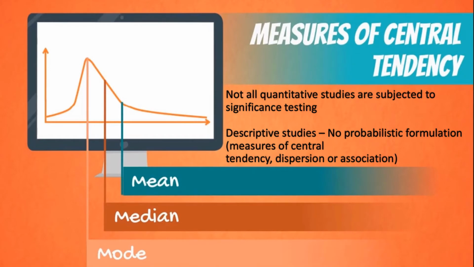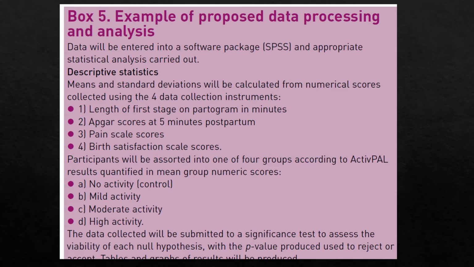So for example, you will need to use descriptive statistics, because not all quantitative studies would be subjected to significance testing or inferential statistics. Maybe you just want to look at the mean, median, mode. These are just descriptive statistics, or dispersion, or association. So these are examples of proposed data processing analysis.